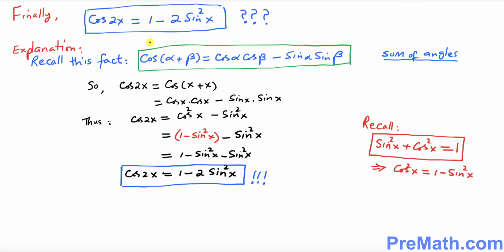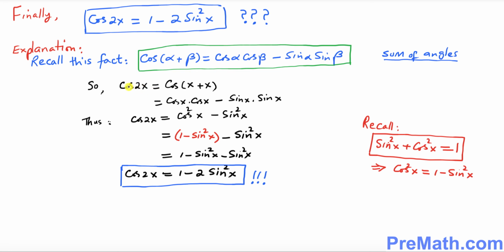And finally, as I promised, now I'm going to explain it to you. How did we get cosine of 2x equals 1 minus 2 sine square of x? So here is the explanation. Recall that for the sum of two angles, cosine of alpha plus beta is always equal to cosine of alpha cosine of beta minus sine of alpha sine of beta. I'm sure you are aware of this fact.